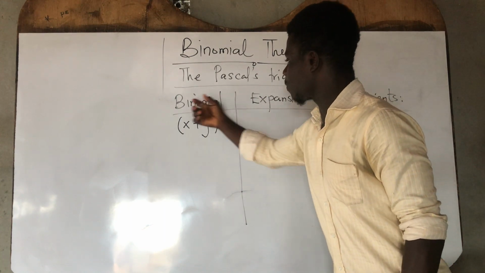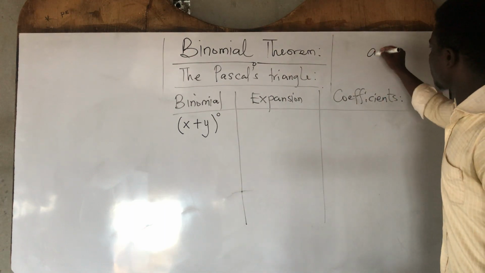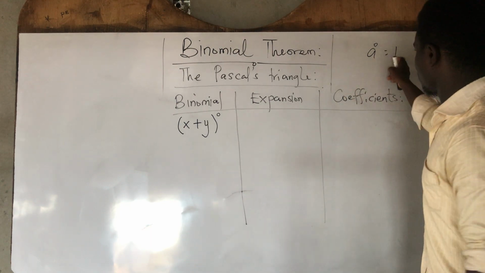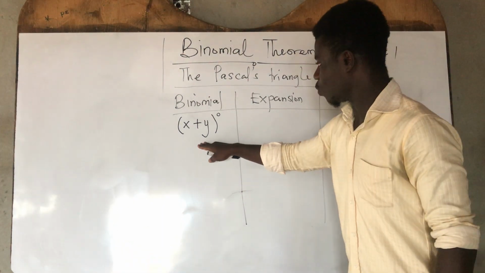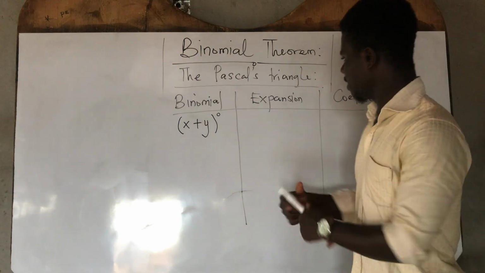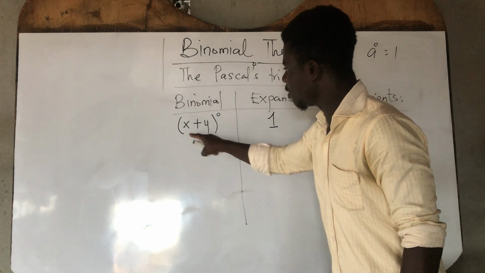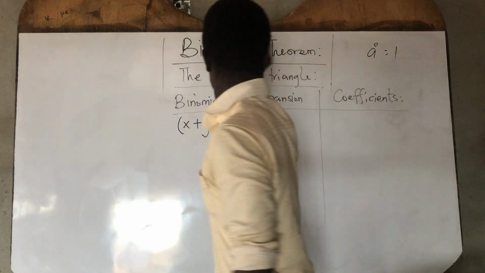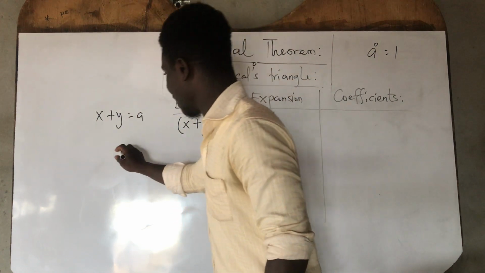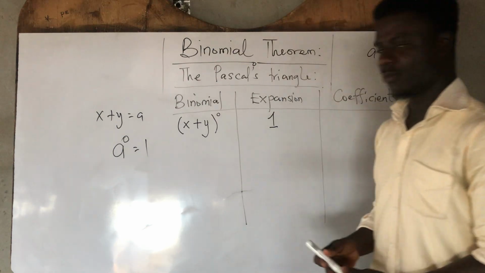If I tell you to expand this binomial, x plus y to the power 0, we all know that a to the power 0 is 1. From this idea, we use it here. Let's denote the whole of this x plus y as a. So let x plus y equal a. Then a to the power 0 is 1. Do you understand that?